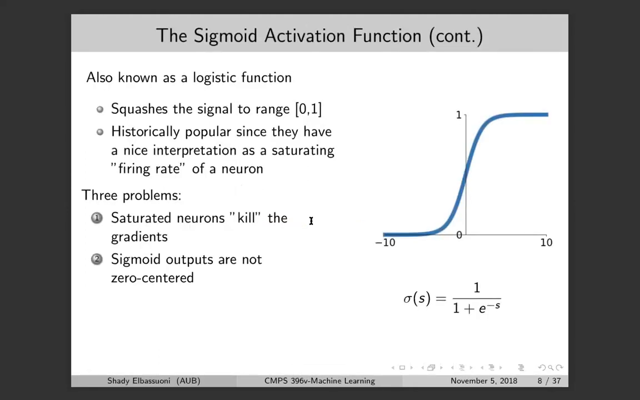Okay. So that's the first issue with sigmoid. The second issue is that the outputs are not zero centered. What do I mean by this? Look at it, right? The output is between 0 and 1, so it's not centered around 0. The activation of a neuron is not centered around 0. It's a value between 0 and 1. Okay, so it's centered around 0.5.